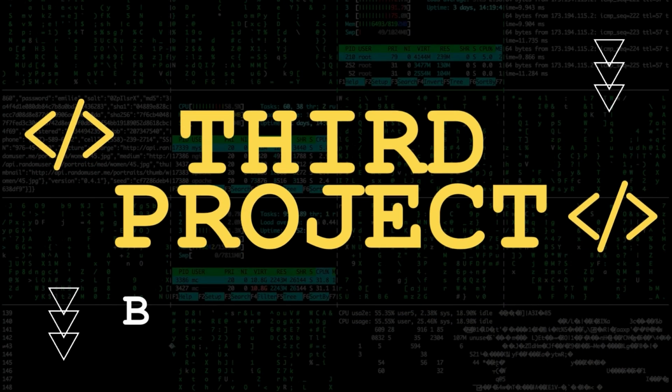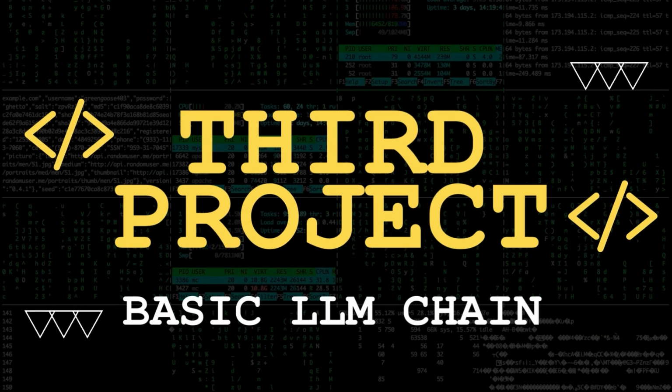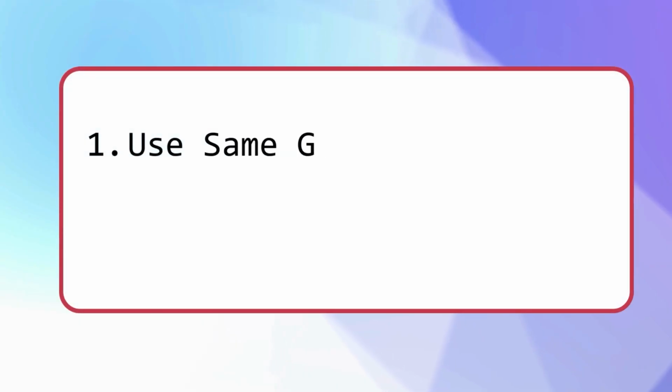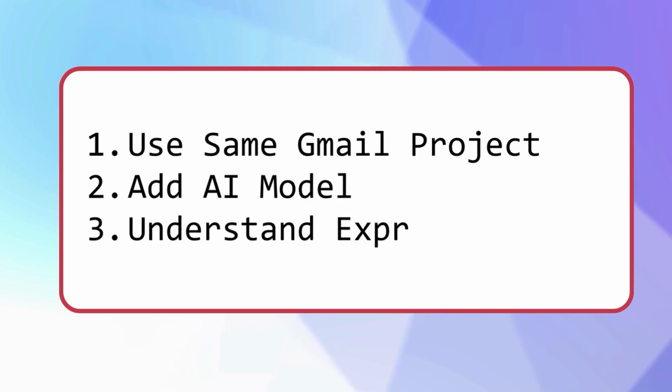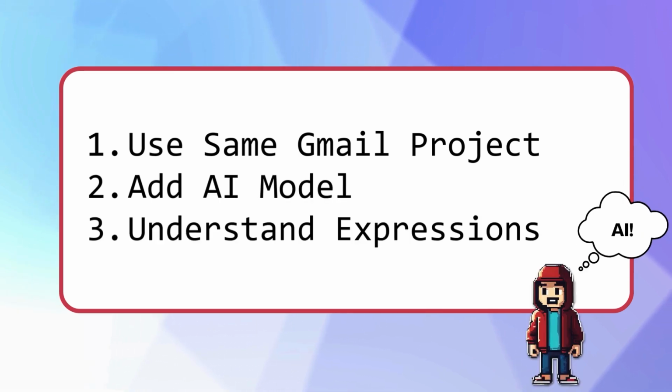So now we're going to piggyback off that project. And instead of creating the body the way that we just did for our email account, we're going to learn about basic LLM chaining. This means for our third project, we're going to learn how to use AI. So again, we're going to use the same Gmail project. Now we're going to add an AI model to create the body instead, based on something coming from the Typeform submission. And you're going to understand what expressions are. This is important because expressions can really trip you up, but also be very powerful. And it's also really important when you're dealing with AI models.